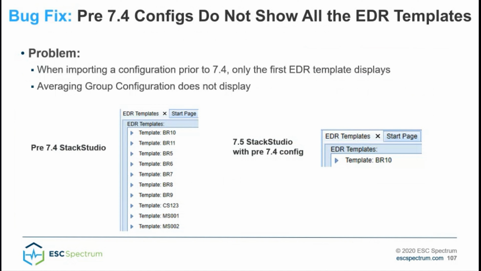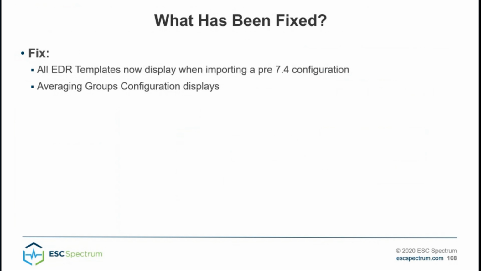And the same was actually true for EDR templates. When you're importing a configuration prior to 7.4 into 7.5, a blank configuration, well, when you're importing a configuration into a blank database, I should say, we can see this is what those EDR templates looked like in 7.4. And this is the same configuration imported into 7.5 StackVision. Only one template actually migrated over, and the averaging groups didn't display. So now with the fix, the EDR templates properly import and averaging group configuration properly displays.